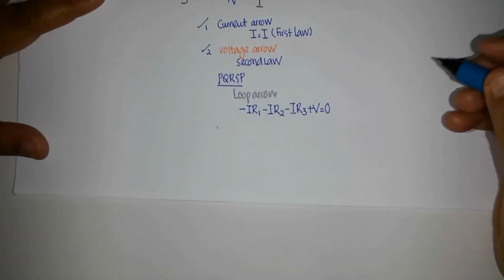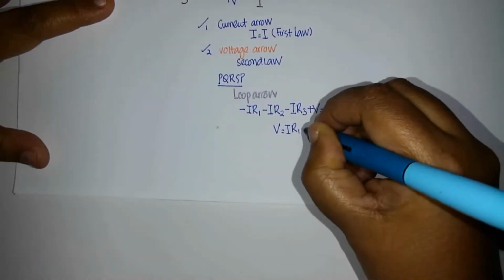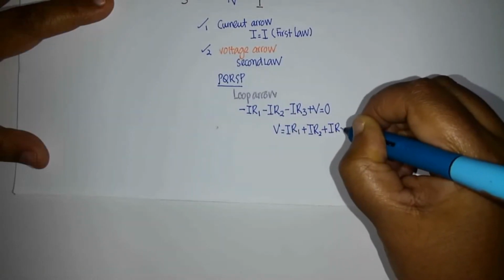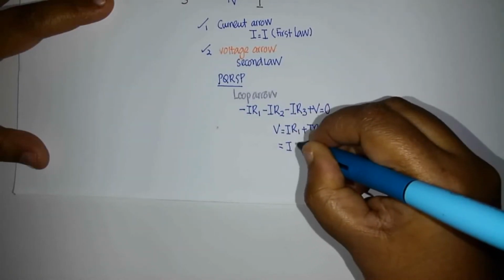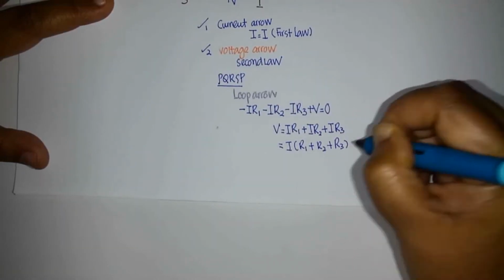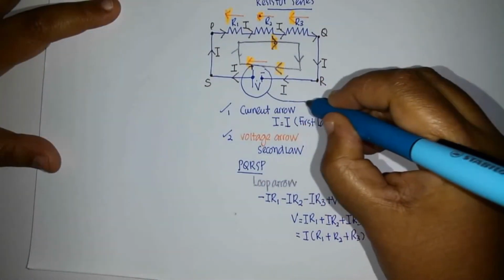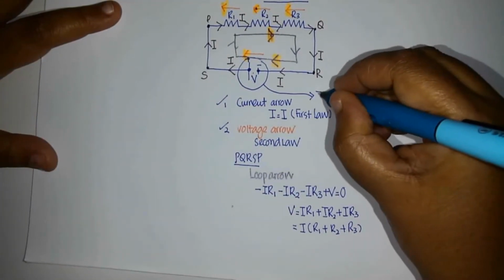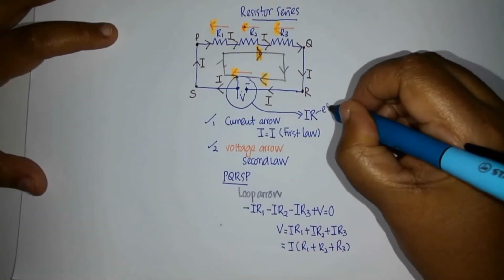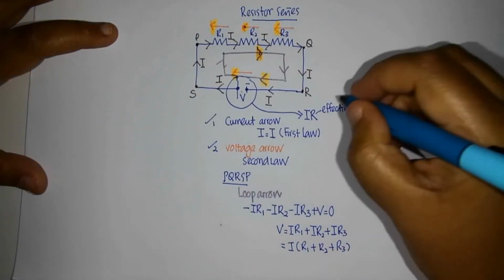So therefore, what do I get? I get V equals I R1 plus I R2 plus I R3. So I times R1 plus R2 plus R3. So V, the potential difference or the EMF of the cell, will be I R, where R is called the effective resistance.